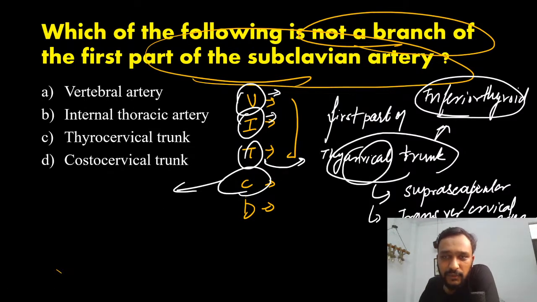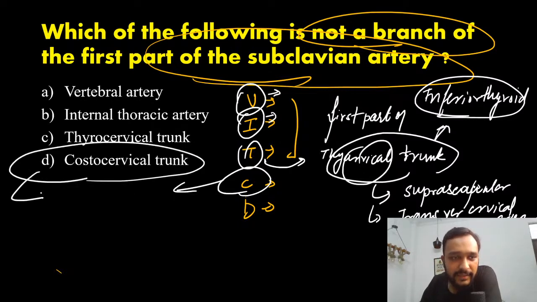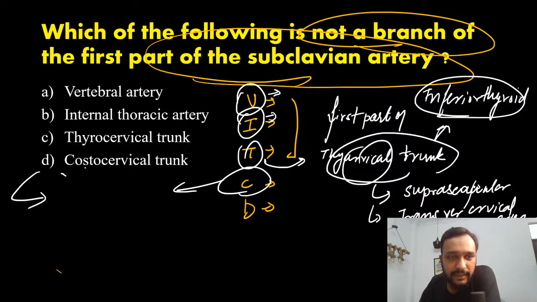Okay, the branches which are going to come from the C, what does C stand for? Costocervical trunk, okay. And costo means your ribs.